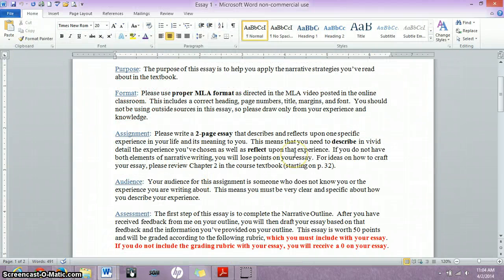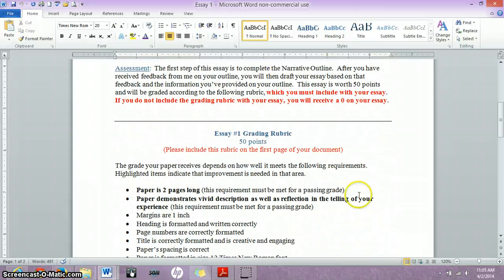Okay, so going back to the essay number 1 prompt. So the first half of the assessment is getting your narrative outline done the first week, and then of course the final draft of this is due the Sunday of the second week, and it's worth 50 points. And you'll be graded according to this rubric.